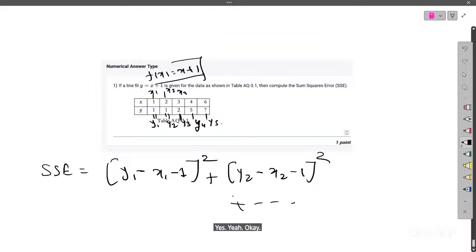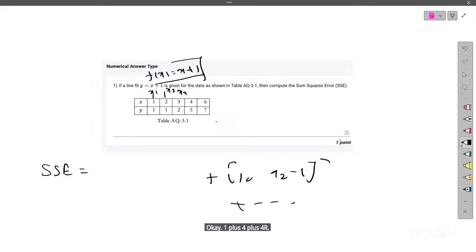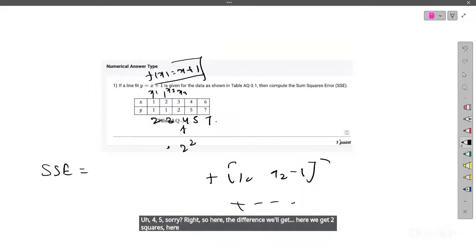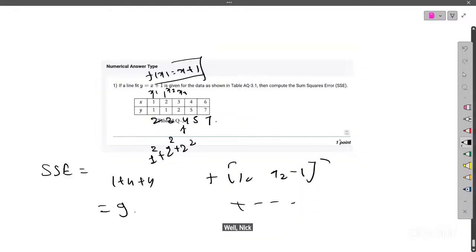So here, if we compute like that, the differences we get are 2, 2 squared again, and here we'll get 1 squared. So it has 1 squared plus 2 squared plus 2 squared, that is 1 plus 4 plus 4, which is 9. Am I right? Okay, right. So this will be your answer.